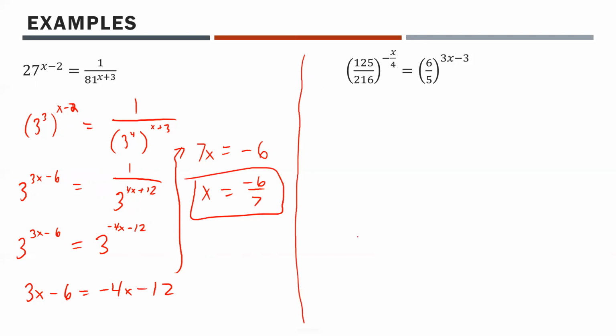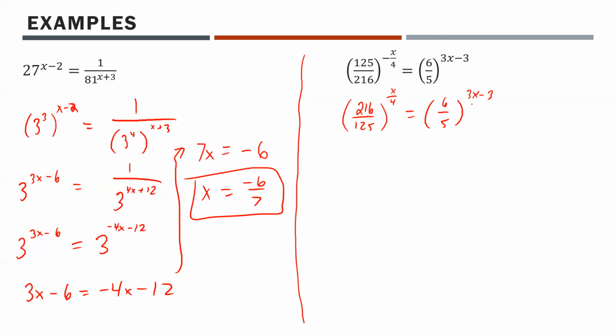This one is insane. Holy smokes, I'm not even going to read it out. You can see exactly how much of a beast this is. But again, look for any pattern you can. This has a negative exponent. Maybe we should get rid of that first. Getting rid of it means we can write this as 216 over 125 to the power of positive x over 4 equals 6 over 5 to the power of 3x minus 3.